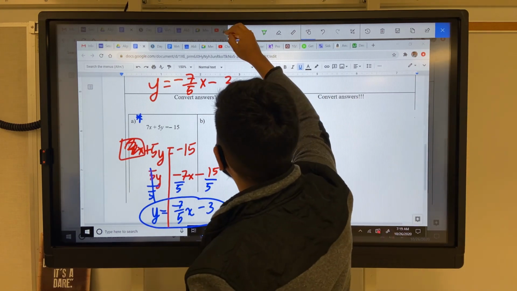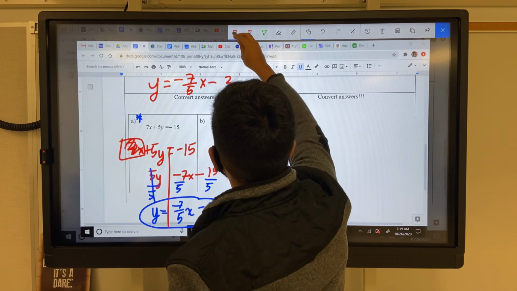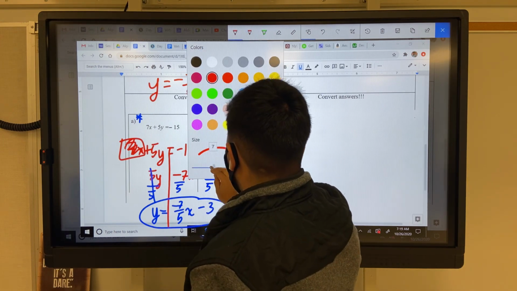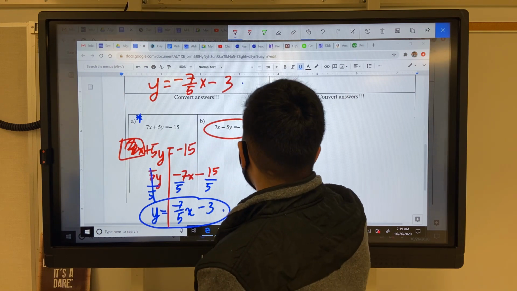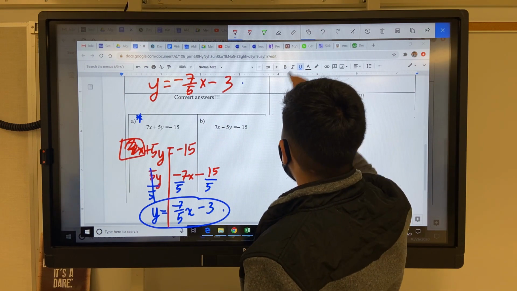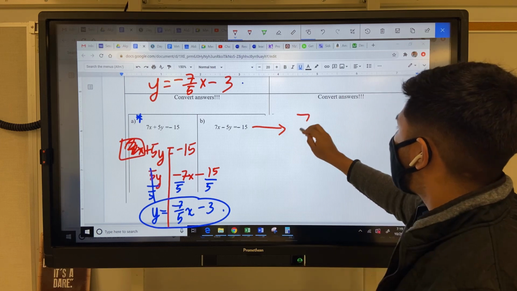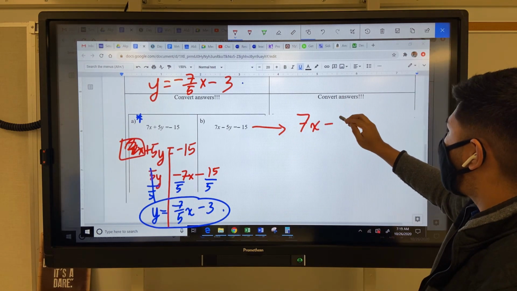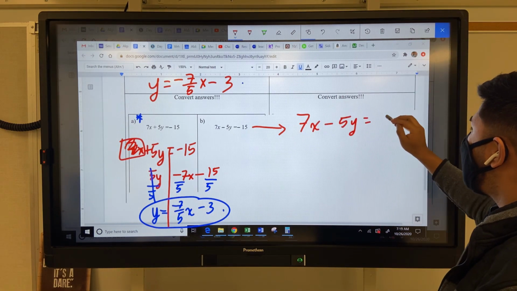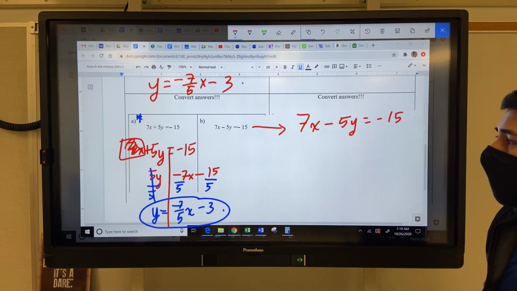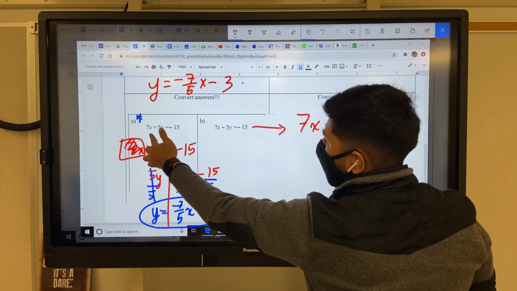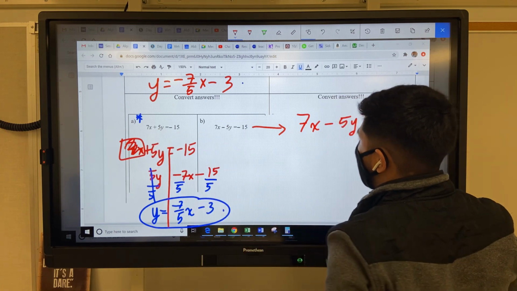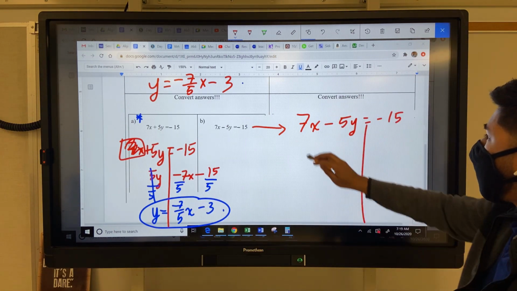All right. Why am I doing the second one? Just to be sure. So I'm doing this one over here: 7x minus 5y equals negative 15. Of course, the only difference between A and B is that the 5 is positive over here. Over here it's negative, so be careful with that.